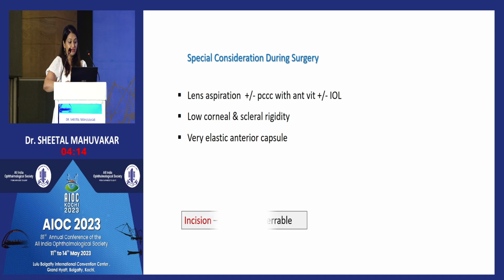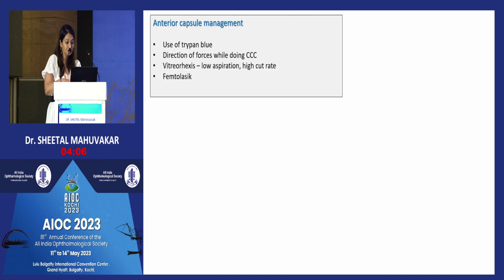That is the thing which we are going to consider. So an incision superior is preferable, because it's protected by the lid whenever the child is playing, or if some trauma happens. It is always a good idea, but it's not a must. Whenever we are talking about anterior capsular management, use trypan blue, because it will reduce a little bit of elasticity also, and it gives you definitely a better view.